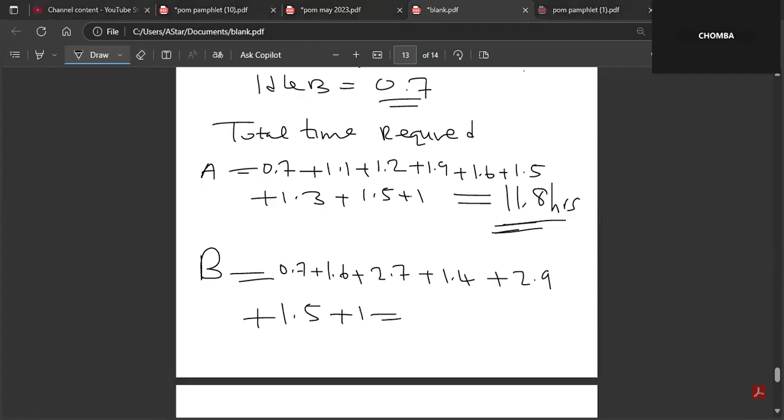Okay, 0.7 plus 1.6 plus 2.7 plus 1.4 plus 1.5 plus 1. It's also giving me 11.8. Okay, so 11.8. Thank you very much. So this is the Johnson rule and Gantt chart.